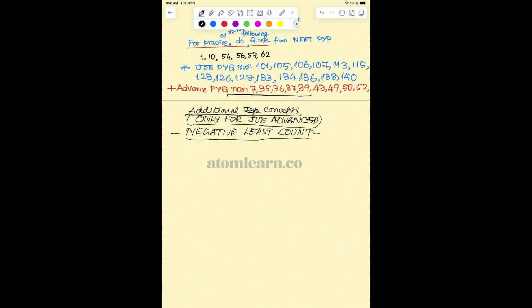There is one other small concept on the least count which only JEE Advanced people need to know. NEET as well as JEE Main need not bother about this. This is about negative least count. What is a negative least count?